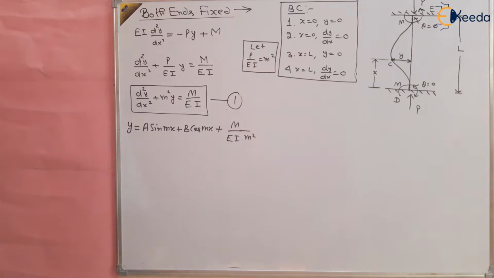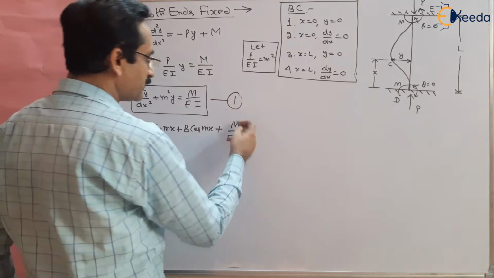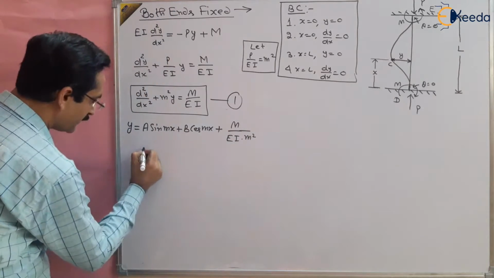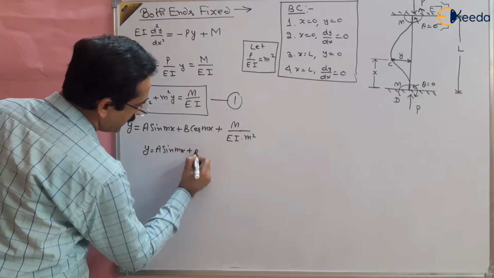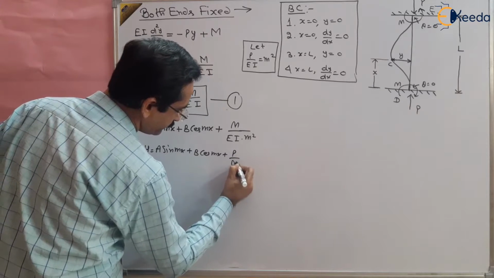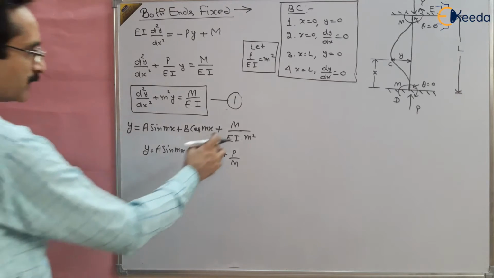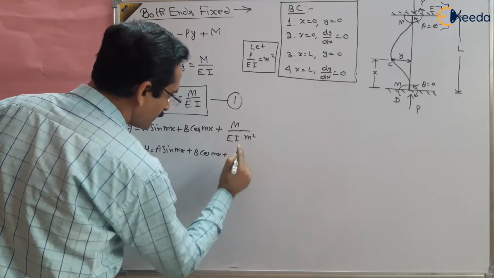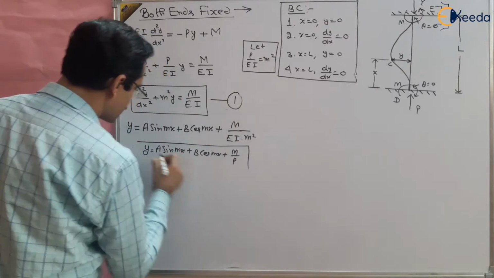So this is the solution: a sin mx plus b cos mx plus p by EI divided by m square, and what is m square? That is p by EI, so this will become m by p. So y will be equal to a sin mx plus b cos mx plus m by p. So this is the equation to be solved.